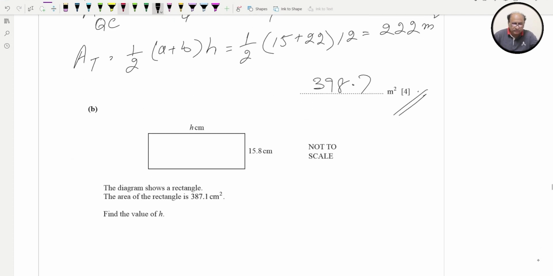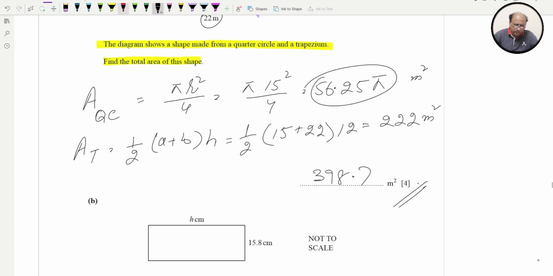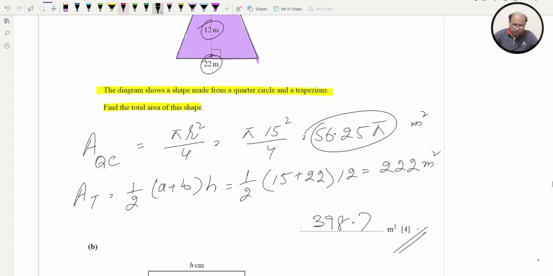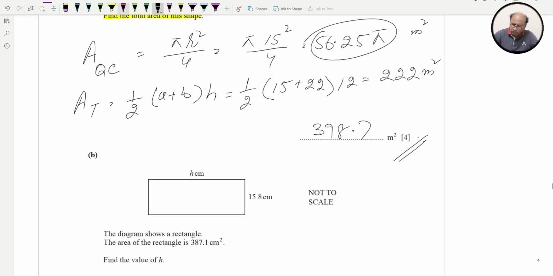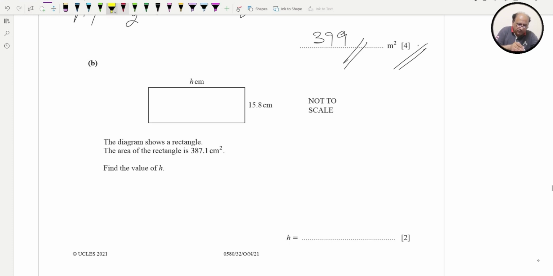Hopefully you got this. Now we can basically round it. They are saying total area in the shape, so if we give up to 3 significant figures, we can round it to 399 also. So this is our answer. Then B part is: diagram is not to scale.